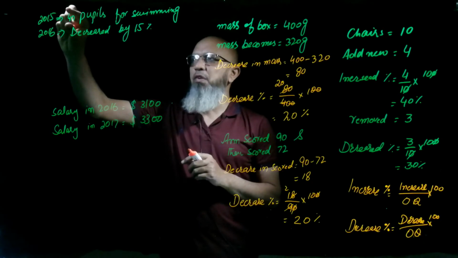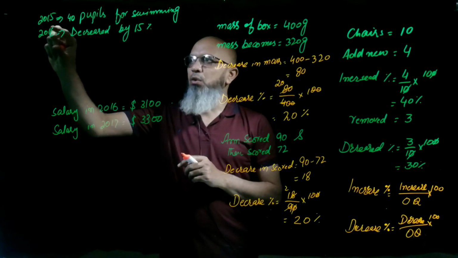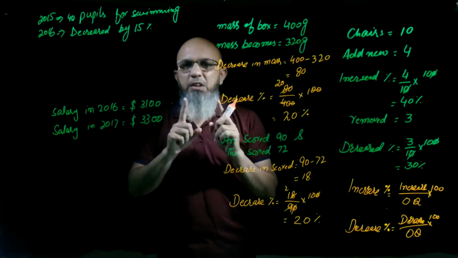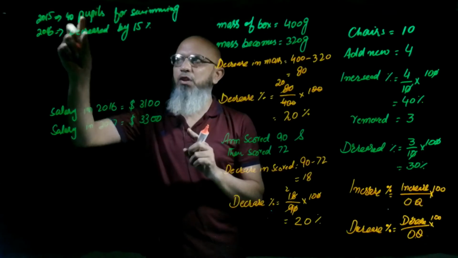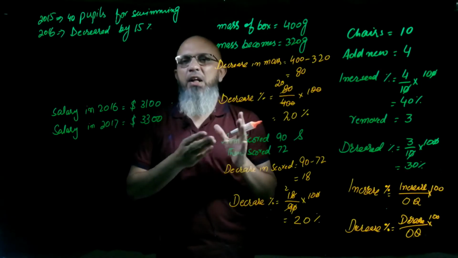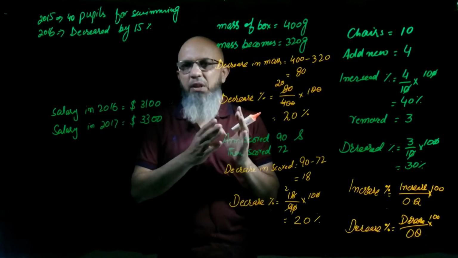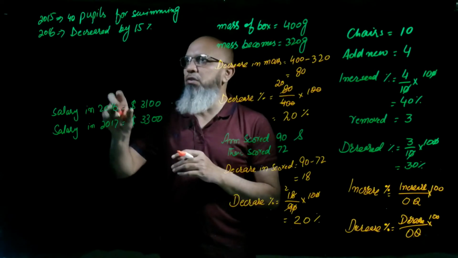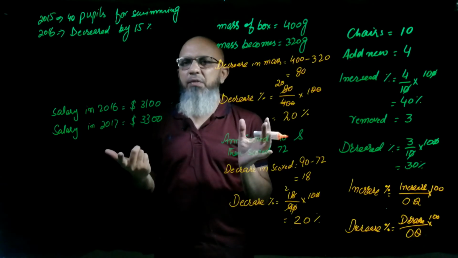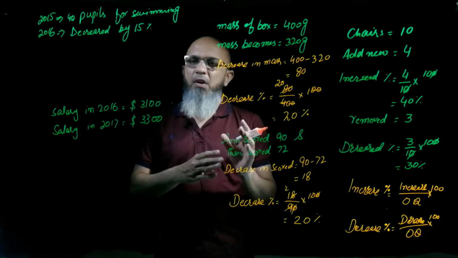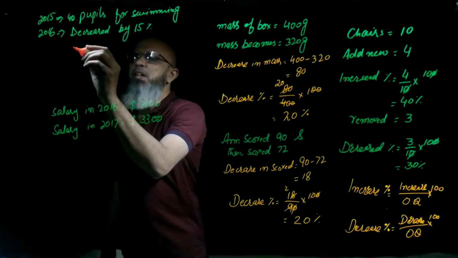So in 2015, 40 people went for swimming. In 2016 it decreased by 15%, which means first we will find the 15% of 40, then we will get how many pupils left the swimming, or decided not to go swimming. So how can you find the 15%? You can very easily find the percentage of any value.